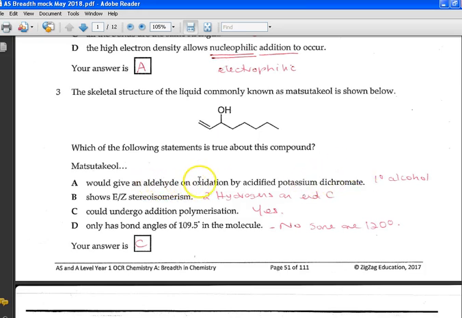It would have to be a primary alcohol if it was going to give an aldehyde, and this is a secondary alcohol. And there are other bond angles other than 109.5 around the trigonal planar carbon that has the double bond.